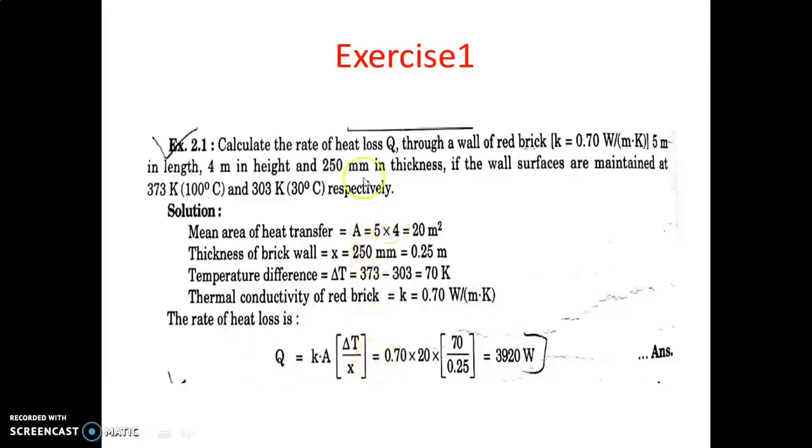So put all these values in this equation, that is in the Fourier law. So for K you have to put 0.70, multiplied by area 20 meter square, then delta T is 70 Kelvin and x is 0.25. So solving this equation we get 3920 watt. So this is the actual heat transfer rate through that red brick.